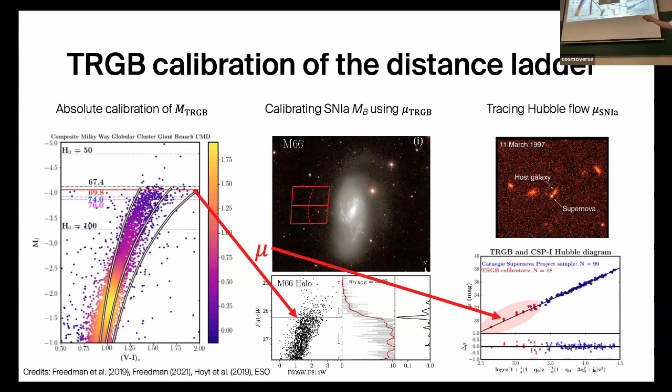But you can calibrate this point, and then if you can identify the same kind of feature in another galaxy, all you're looking for is the distance modulus mu here between this apparent magnitude and this absolute magnitude. That's the definition of the luminosity distance.